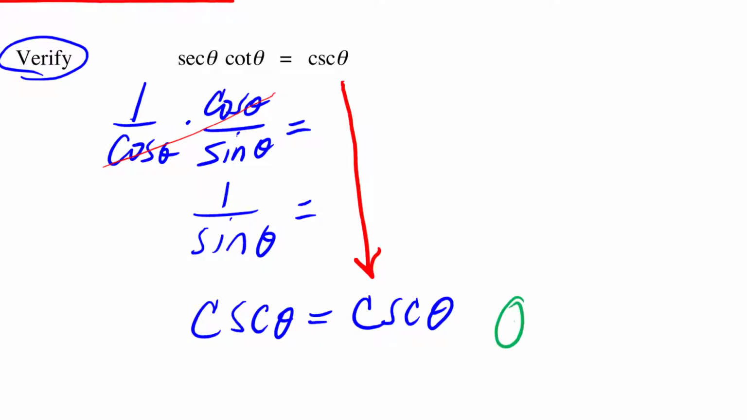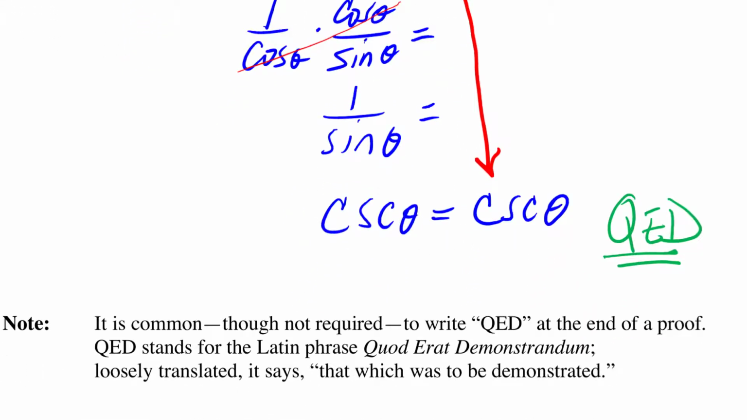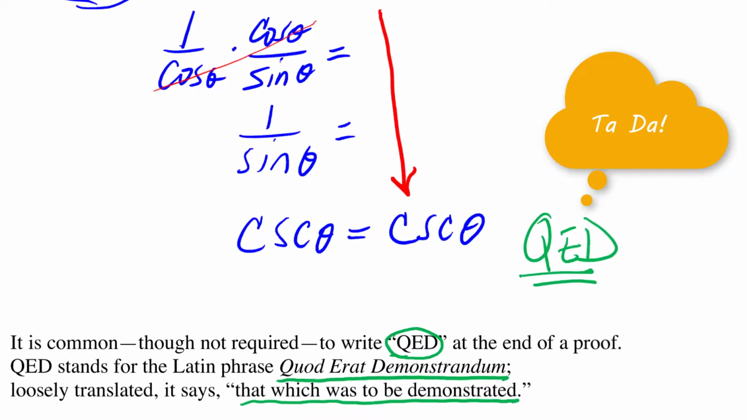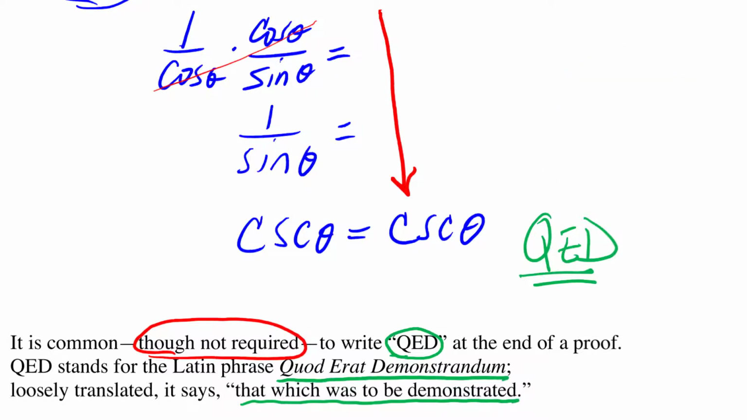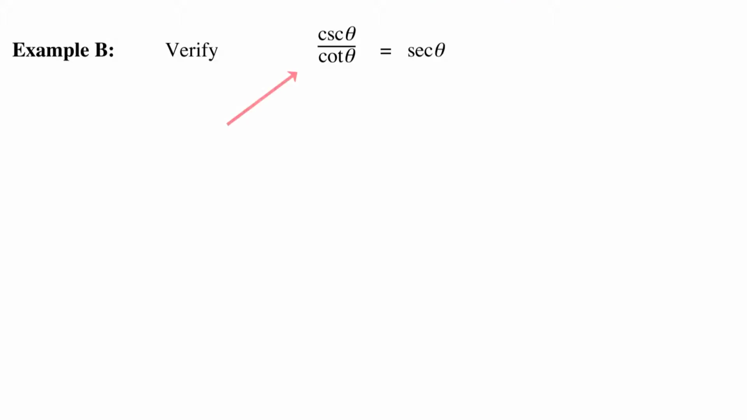Now at the end of a proof, I typically put QED. This is not required, but that's how I end my proofs. It stands for a Latin phrase, which is quod erat demonstrandum. And basically that means that which was to be demonstrated. QED. We can also say, ta-da, or done. As I mentioned, not required. Or at least ask your instructor whether it is or not.